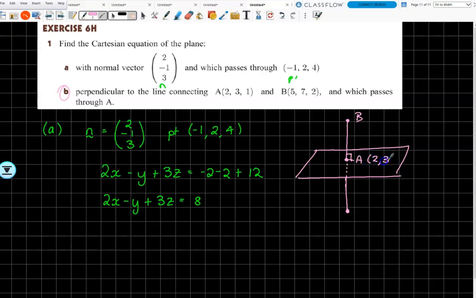So 2, 3, 1. What's our AB? So my normal vector will then be 3, 4, 1.